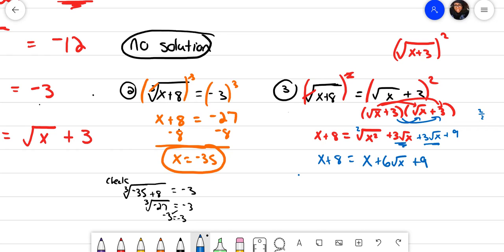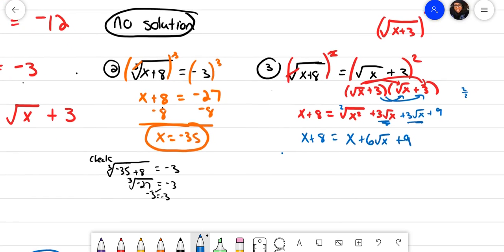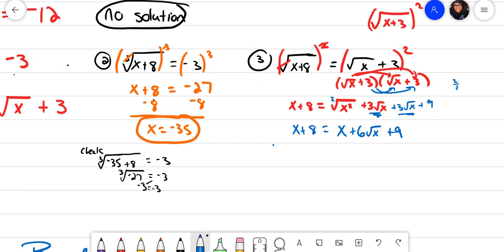All right, so now once we get to this point with number 3, we have to go back to step 1. Step 1 was to get the radical alone. So we still have a radical. This time it's here. And we still have to get that alone.